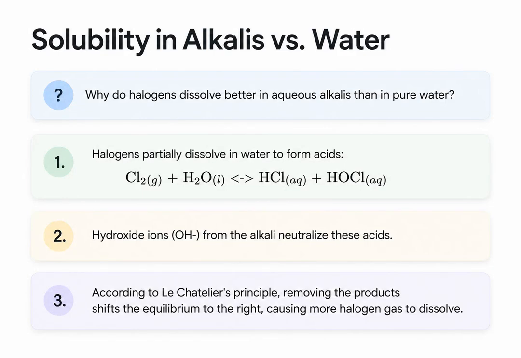You might wonder why halogens dissolve so much better in sodium hydroxide than in pure water. It's a great example of Le Chatelier's principle. When the halogen slightly dissolves in water, it forms acids. The hydroxide ions from the alkali immediately neutralize those acids. By constantly removing the products of the equilibrium, the system is forced to shift to the right, pulling more and more halogen gas into solution.